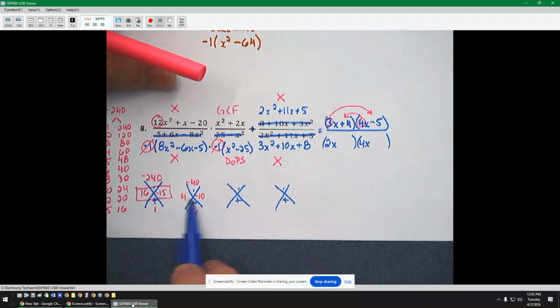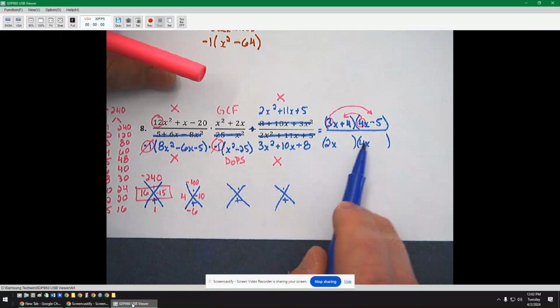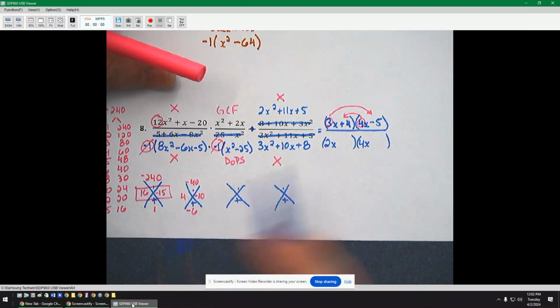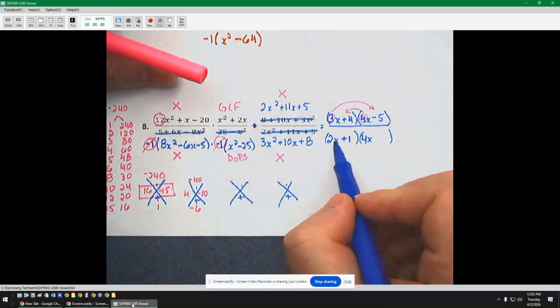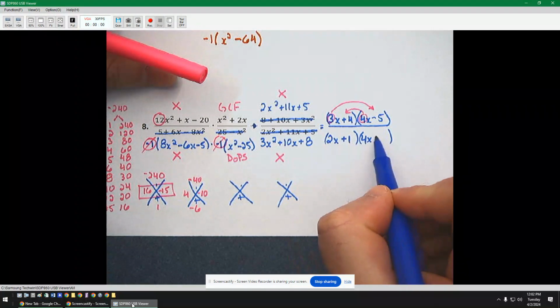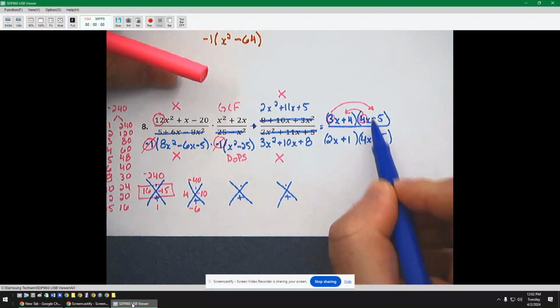The 2 could build either of these, so I'm not going to use the 2. I'm going to use the 4. The 4 can only build the 4, so this needs a 1. And then this needs a, that's going to the 4, that's going to be a negative. I like that. Those are going to cancel later.